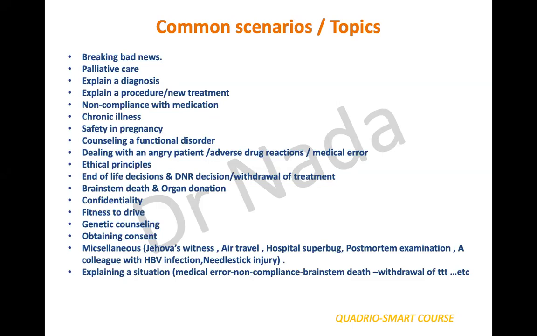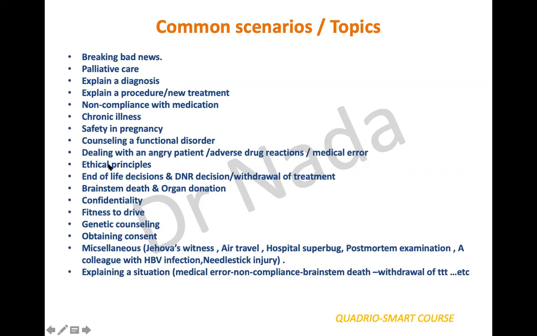Ethical principles, end-of-life decisions, DNR decisions, withdrawal of treatment, brainstem death and organ donation, confidentiality. We'll have a lecture about confidentiality and fitness to drive, genetic counseling, how to do that, and obtaining consent. Then the miscellaneous topics, as I explained: Jehovah's Witness, air travel, hospital superbugs, postmortem examination, colleague with hepatitis B infection, needle stick injury. And now to explain a situation, for example, a medical error happened, or non-compliance, or brainstem death, withdrawal of treatment, etc. Each one of these may present as a task in the exam. Each one of these in our course is a lecture.